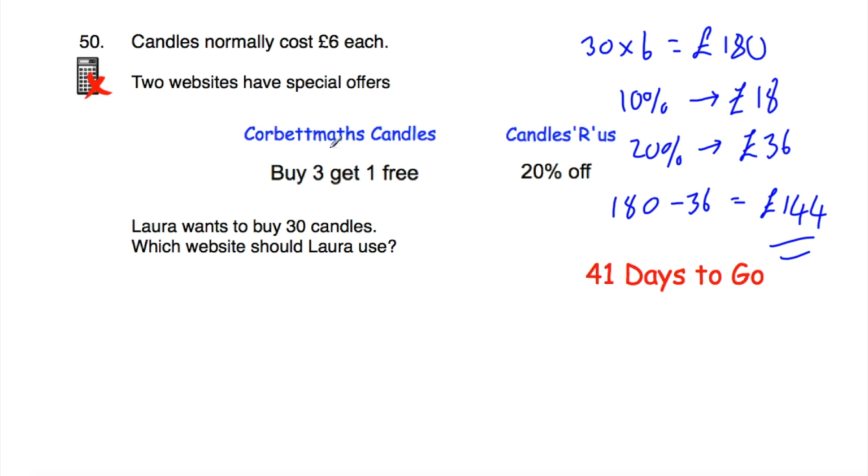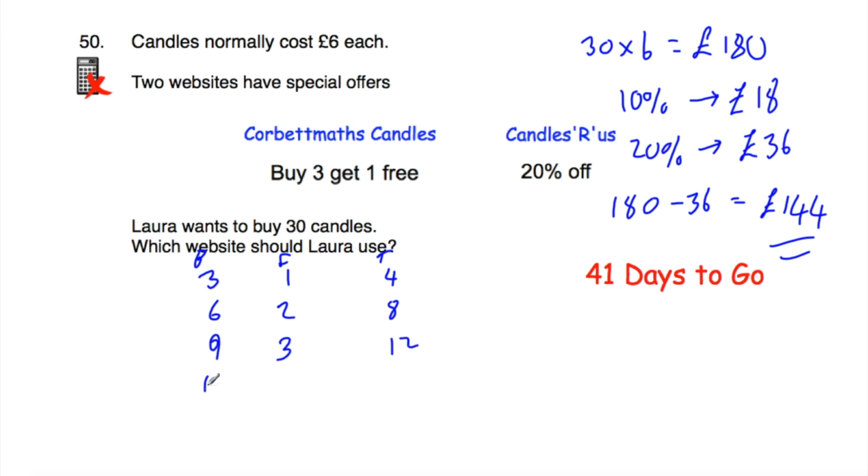Now in terms of Corbettmaths Candles, it's buy 3 get 1 free. So that means she could buy 3 get 1 free. She could buy 6 get 2 free. And let's just try the total here. That'd be 4 candles. That'd be 8 candles. So total 3, and how many she buys. She could buy 9, and then that'd be 3 free. Just adding 3 and adding 1, and that'd be 12 altogether.